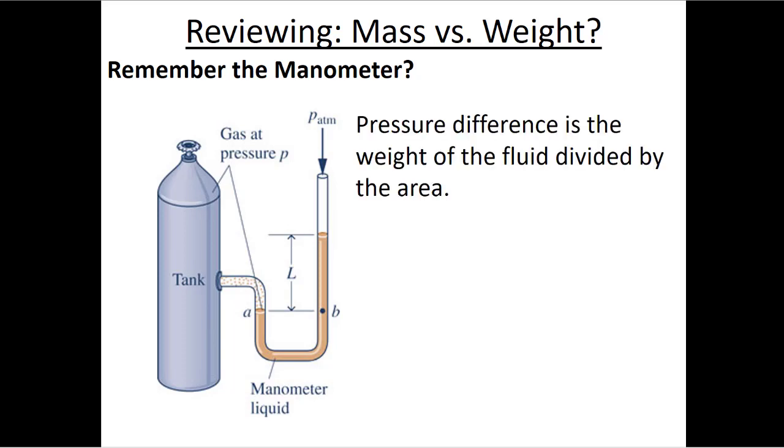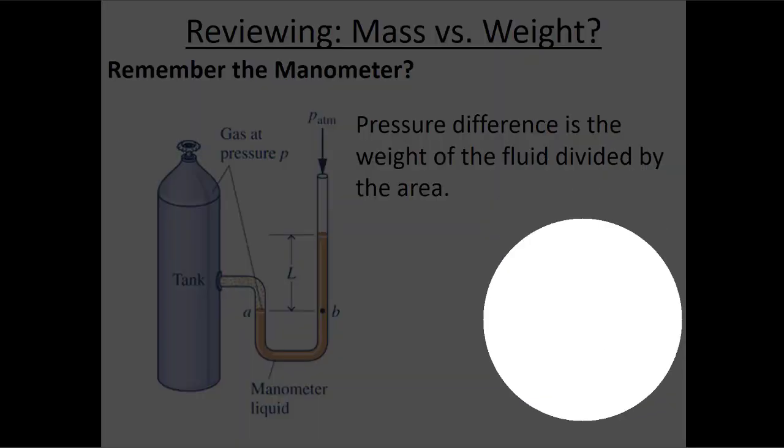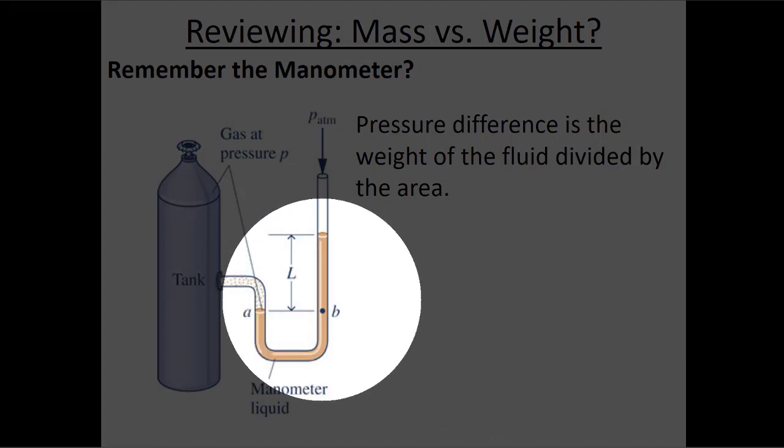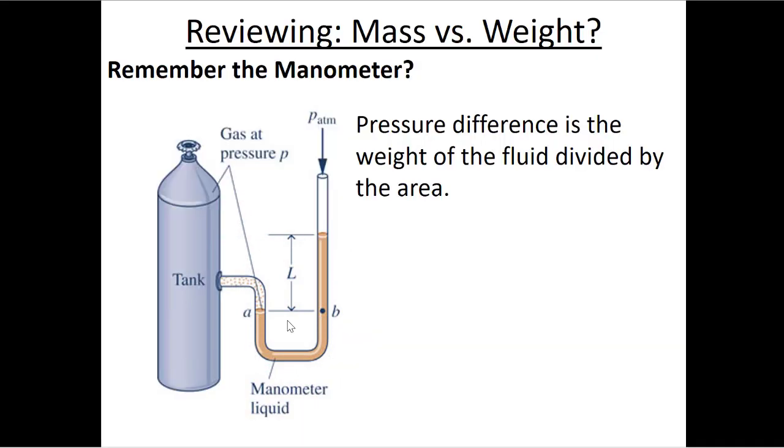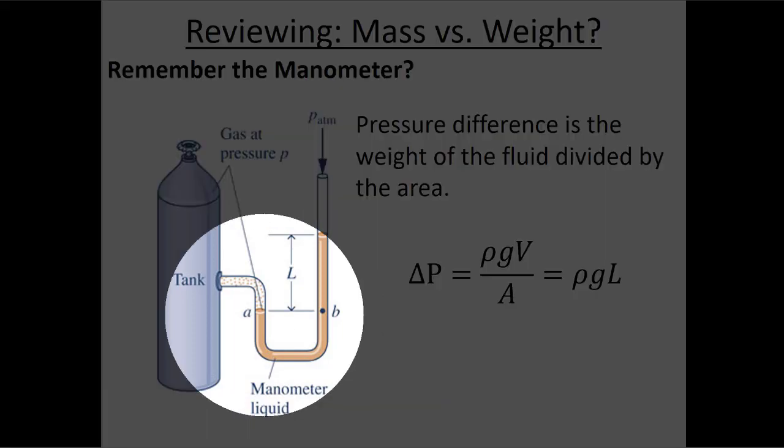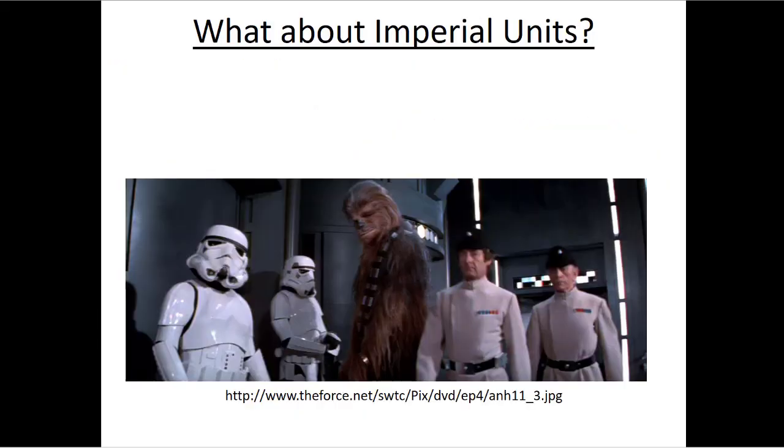So we know that the pressure difference in a manometer here comes about because of the weight of this water above this plane. We know that in metric units, the change in the pressure is equal to the density times the acceleration of gravity times the height, which is the volume divided by the area. So that's rho g L, where L is shown in this figure here.